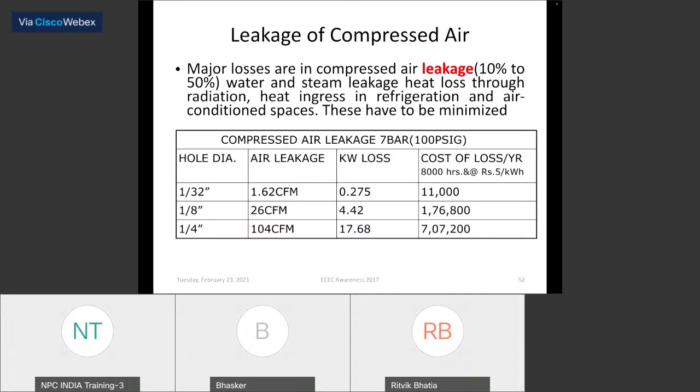And please just see this, the leakages of the compressed air. How much leakage is there? Generally, we have found from 10% to 50% of compressed air leaking in the industrial sector, and the major losses which they have are this much. If the hole diameter is 1/32 inch, 1/8, or 1/4 inch, the air leakages are given as 26 CFM or 1.62 CFM, and the cost and the kW loss are given in kWh, and the loss is given for the year. You will not believe, the loss can go up to lakhs of rupees for particular air leakages in the plant. So air leakage is very costly, as the compressed air is also very costly.